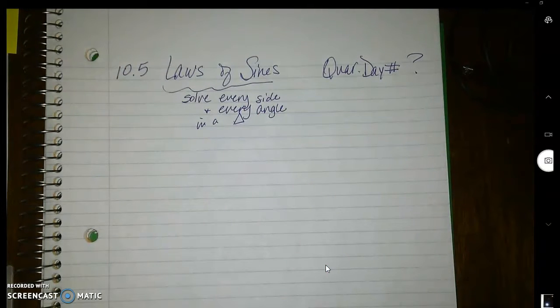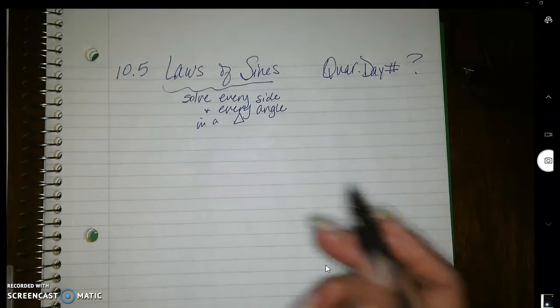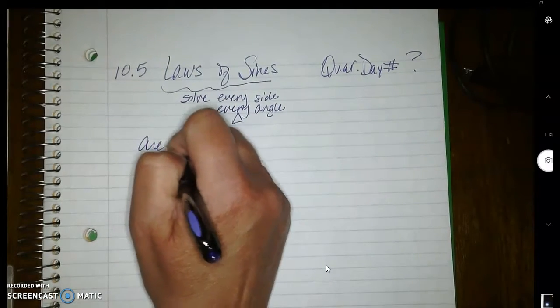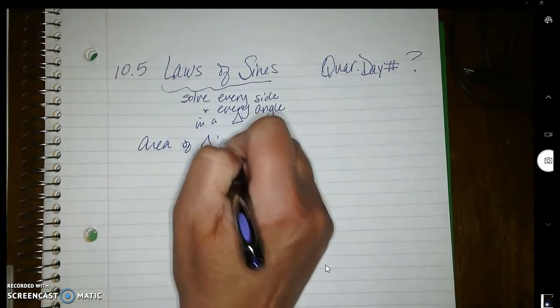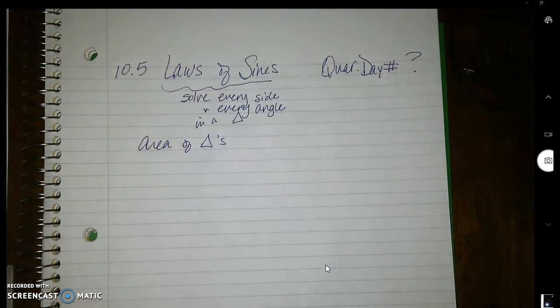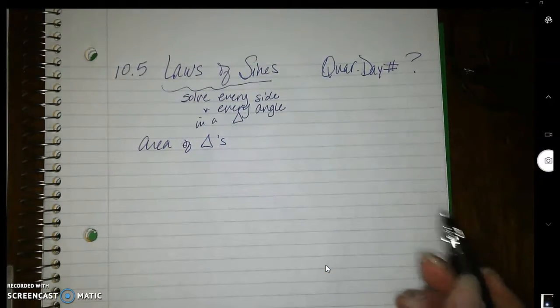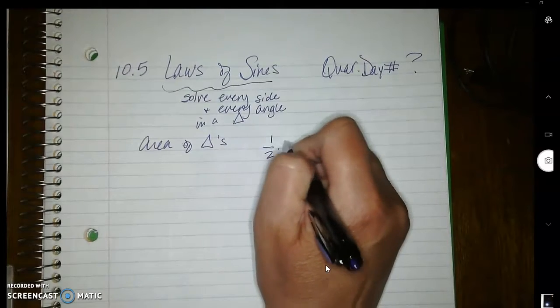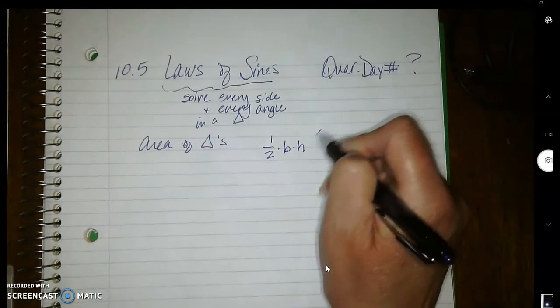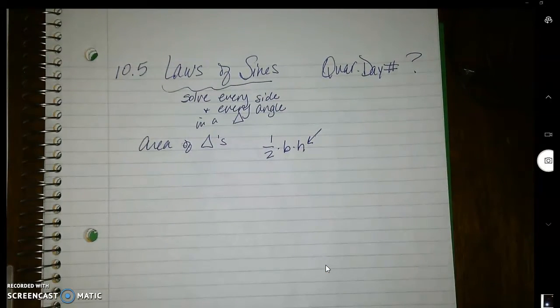The law of sines is really helpful for a lot of different reasons why we need to be able to use it. The first thing that I want to do with you is just review really quickly finding the area of triangles. So this is kind of review. A lot of you know the area of a triangle formula as 1/2 base times height, right? But what if you don't know the height?